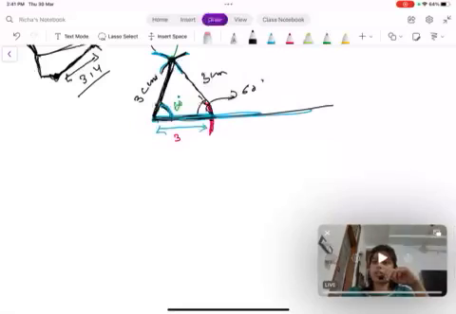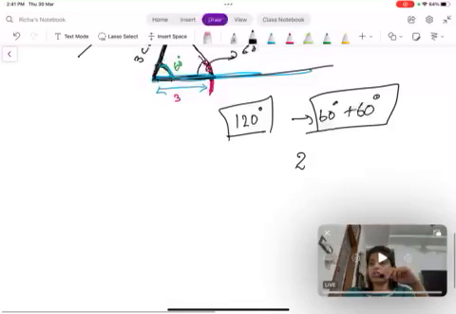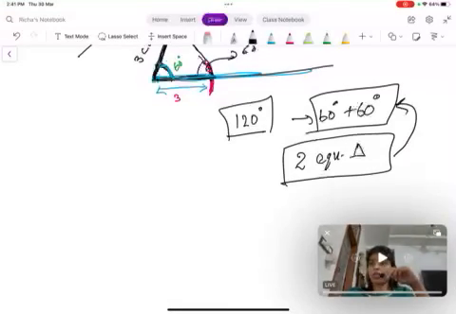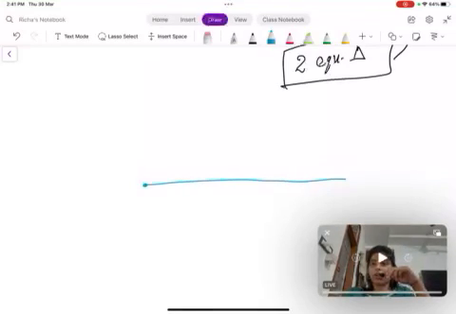Then comes 120 degrees. What is 120 degrees? 60 degrees plus 60 degrees. So if we construct two equilateral triangles, we will have 120 degrees. Let's construct two equilateral triangles. Again, the procedure is the same. First, draw a line of any length, then cut an arc, maybe 3 centimeters, 4 centimeters, anything. This time let's take it as 4 centimeters.